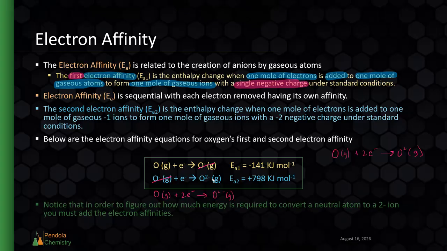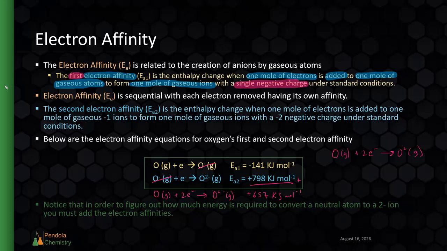If I wanted to figure out how much energy this took, I will have to add both of these electron affinities, the first and the second, which would give me, let me do some quick math here, around 657 kilojoules per mole positive. So the enthalpy change required for both of these steps to happen is the addition of the enthalpy change of electron affinity for the first and the second electron affinity. All right. So keep that in mind.